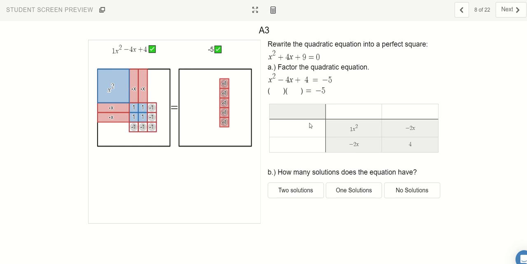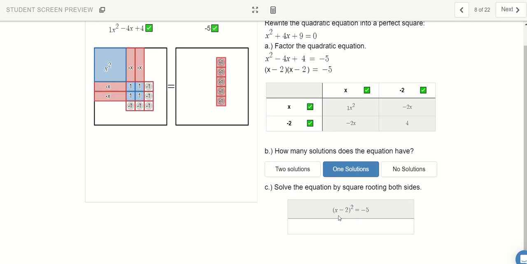But now this is a box we can factor. Let's see, we know that -2 times -2 is going to be +4. The -2 times x is a -2x. So everything in the box works out. So how can we solve this? Let's see. We can square root both sides.